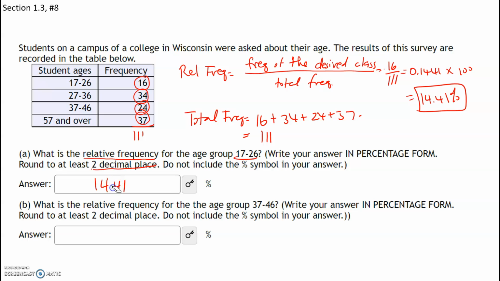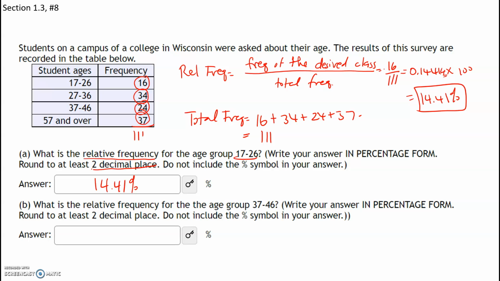The reason I kept the 1 as a 1 and not rounded to 2 is because the number after the 1 was a 4. So this was 14.414. If that's a 4 or lower, we're going to keep the 1 as is. If it was 5 or higher, we would round it up.